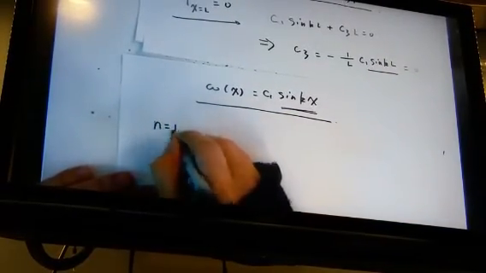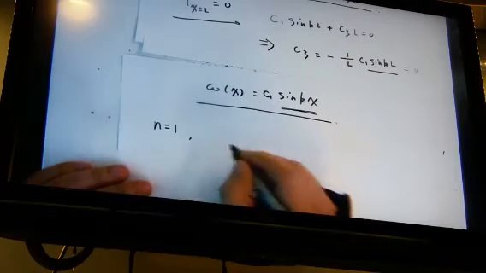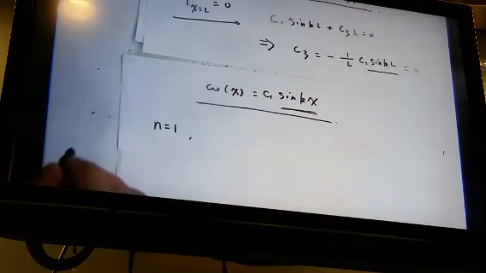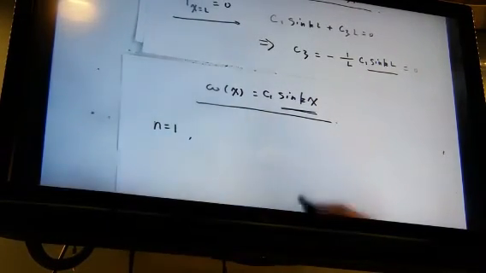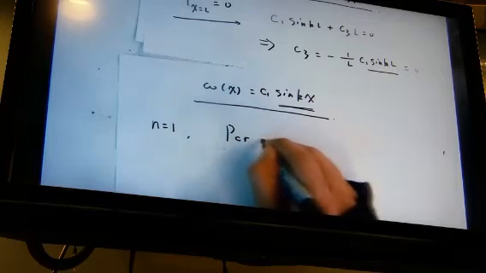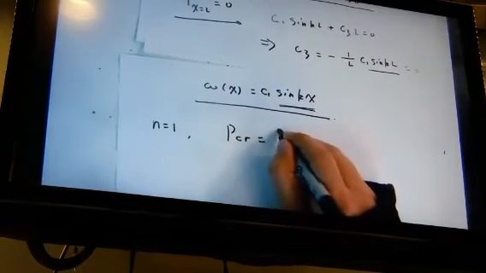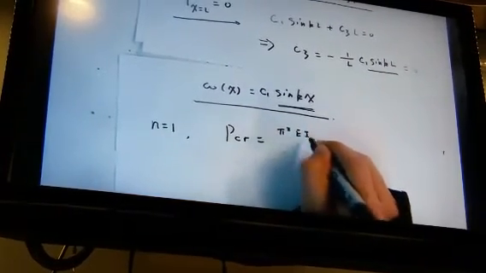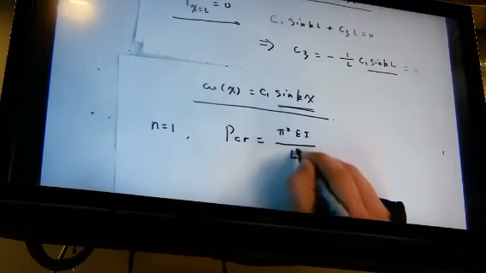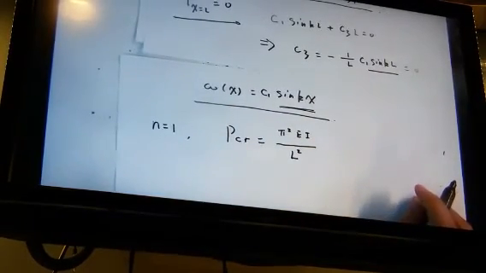If n equals 1, like a distributed load that was changing as a triangular load, what I did is I made it uniform, and then PCR equals pi square EI over L square. This is the minimum critical loading.